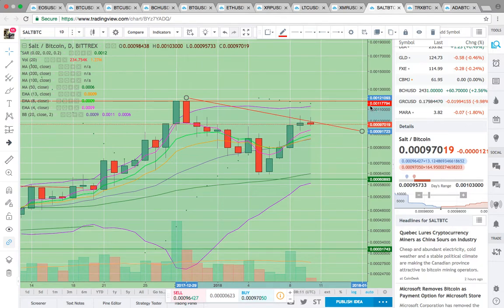And so if it can't get above this 10 resistance zone, then it could come down here and test that middle Bollinger Band at 9. Okay, so that's this purple line. Break below 9, and then it's back down here testing 6.